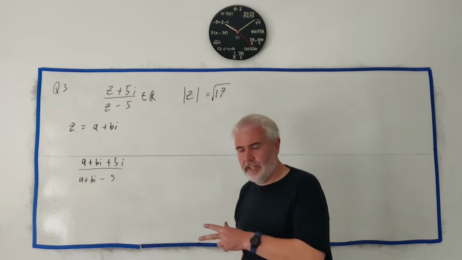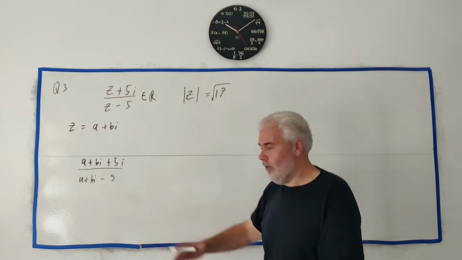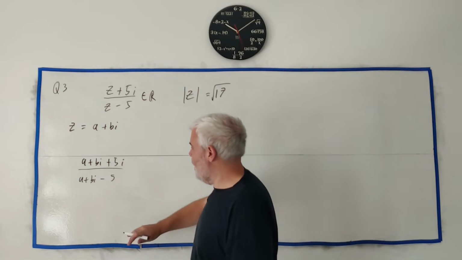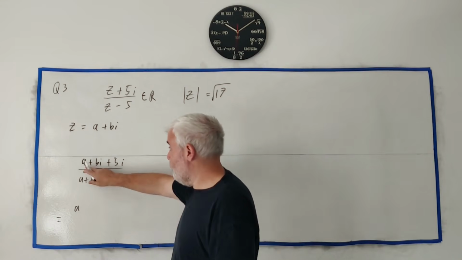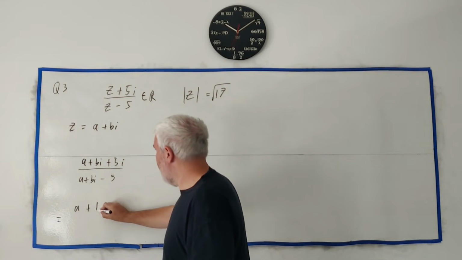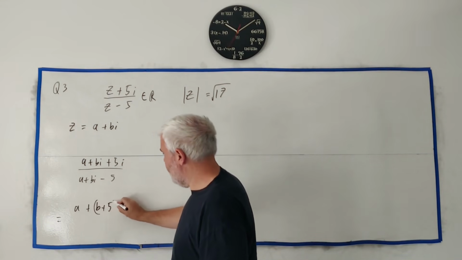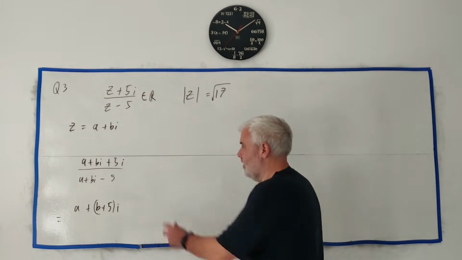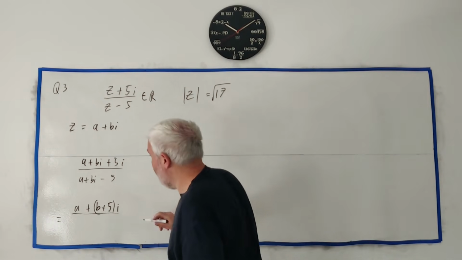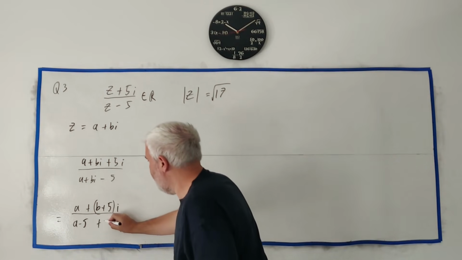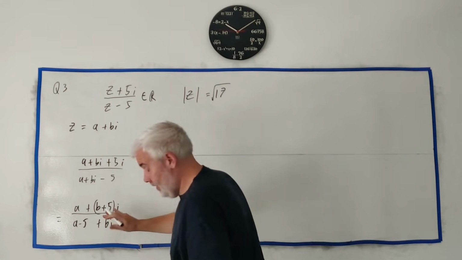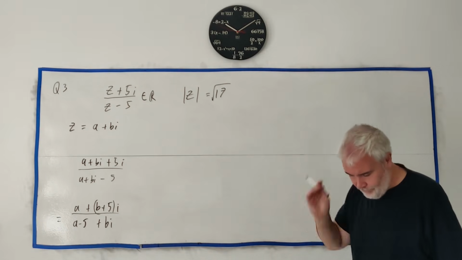And I'm going to rearrange this so all the real parts are together and all the imaginary parts are together. So what I mean is this top row will now become a is the only real part and b plus 5 is the imaginary part with an i here. This is the same thing. On the bottom row, the a minus 5 are the real parts and the bi is the imaginary part.